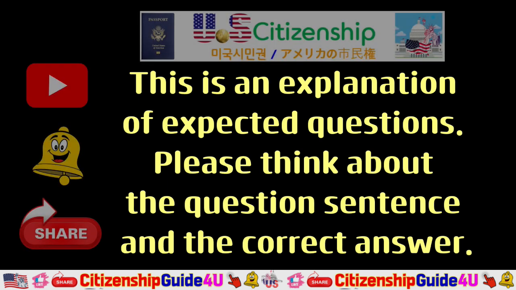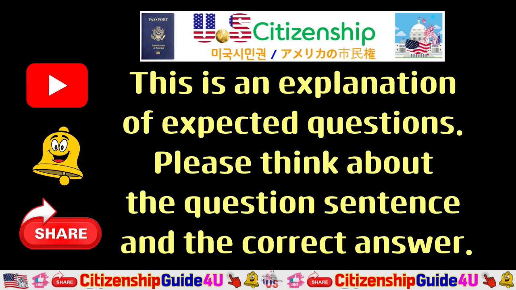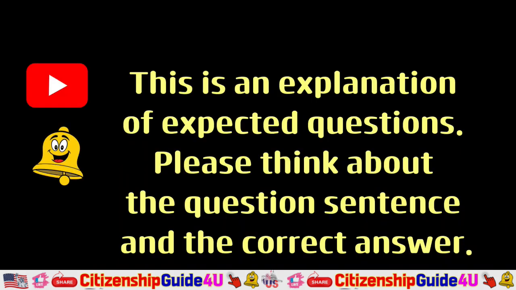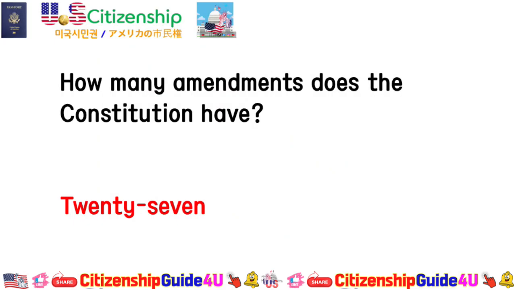These things are enshrined in the First Amendment to the Constitution. What is one right or freedom from the First Amendment? Speech, religion, assembly, press, petition the governments. The United States Constitution has 27 amendments. How many amendments does the Constitution have?